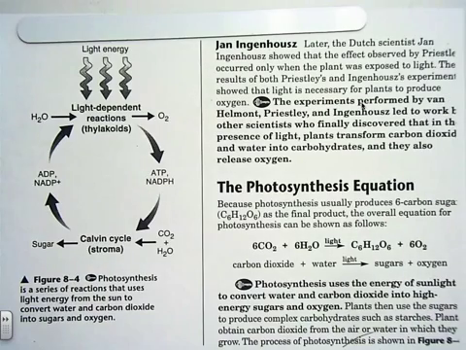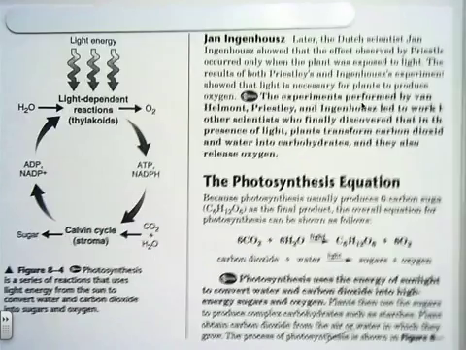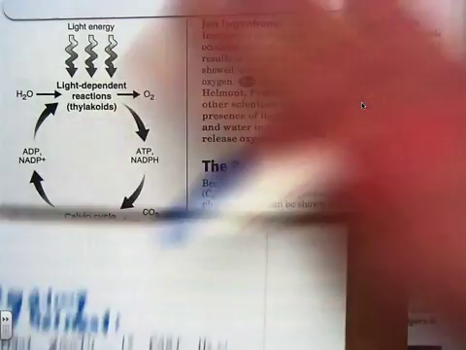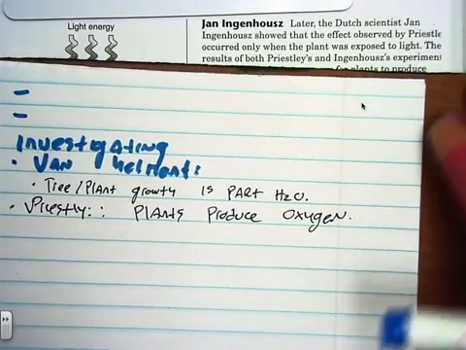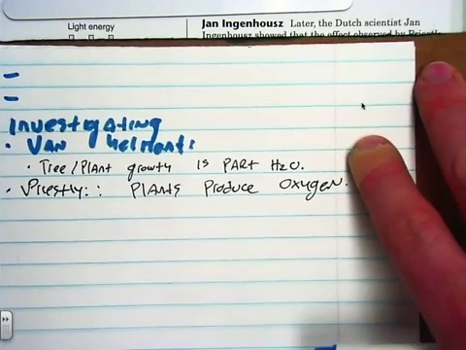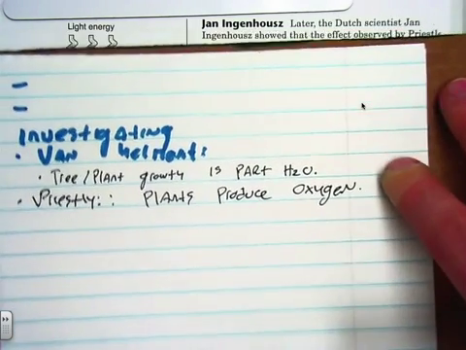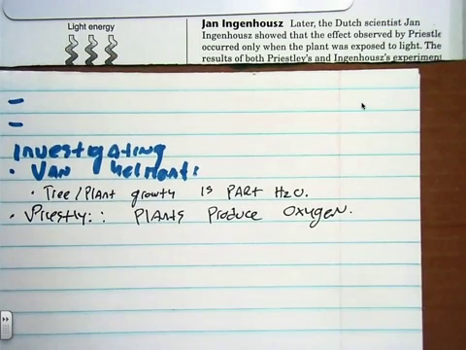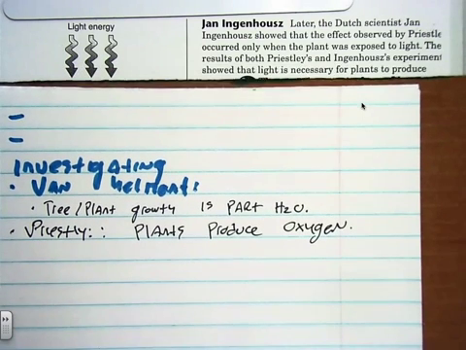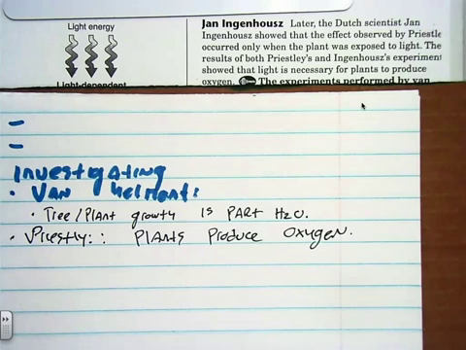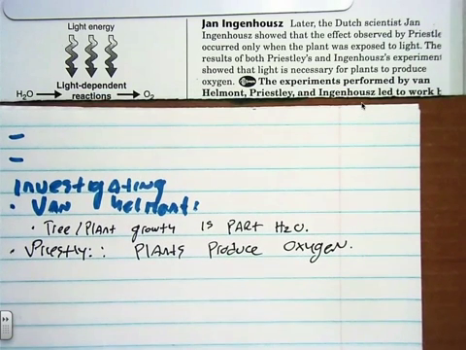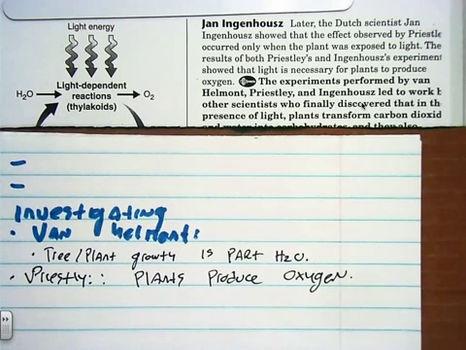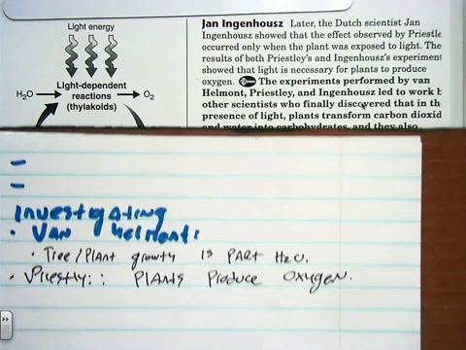Later, the Dutch scientist Jan Ingenhousz showed the effect observed by Priestley occurred only when the plant was exposed to the light. The results of both Priestley's and Ingenhousz's experiments showed that light is necessary for plants to produce oxygen. Key point: the experiments performed by Van Helmont, Priestley, and Ingenhousz led to work by other scientists who finally discovered that in the presence of light, plants transform carbon dioxide and water into carbohydrates.